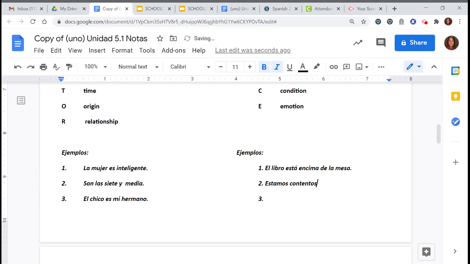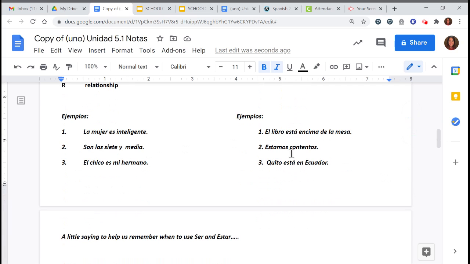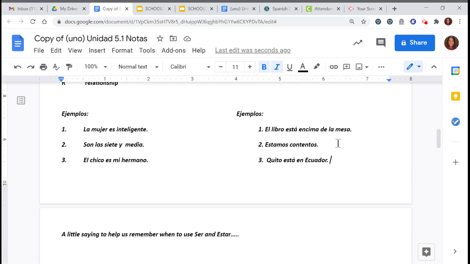Estamos contentos. We are happy. We are content. That's our emotion. Or Quito está en Ecuador. So the capital, Quito, is in Ecuador. So that's where I'm talking about a location of where something is at. So notice that we have our two forms of ser and estar, and we're just paying attention to what we're trying to communicate, and that will let us know when to use each verb.